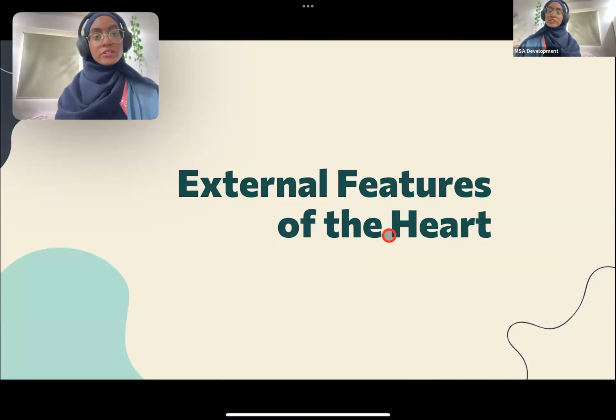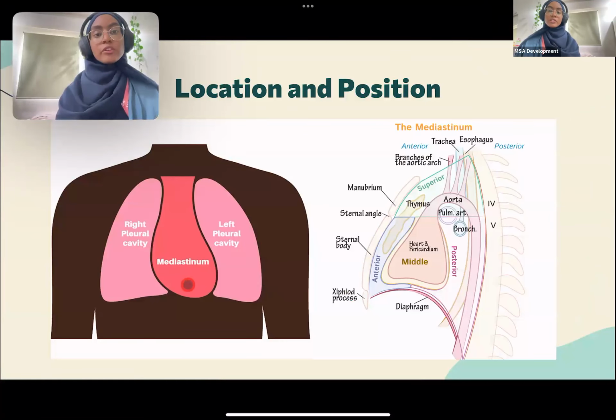So we'll be starting with the external features of the heart. Let's start with the location of the heart. Where is the heart located? The heart is located in the mediastinum. And what's the mediastinum? It's basically the area between the two pleural cavities.